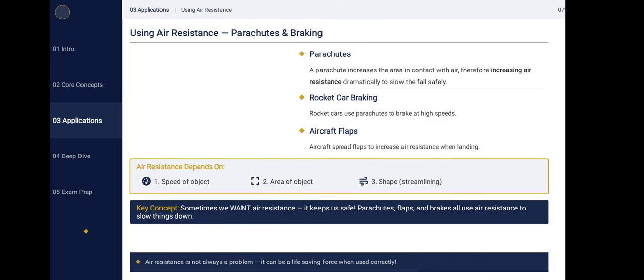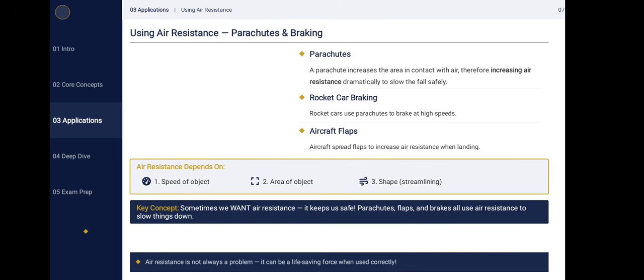It's a perfect example of how engineers use the laws of physics to turn a hindering force into a life-saving tool. It is also used in rocket car braking and aircraft flaps. Now, what are aircraft flaps doing over there?